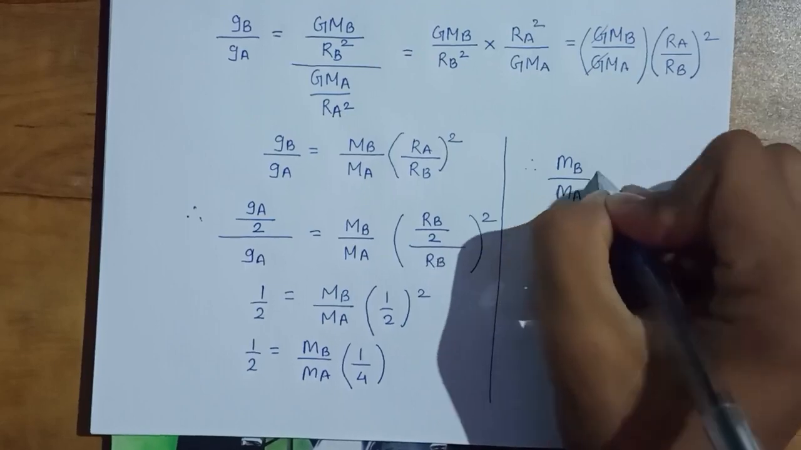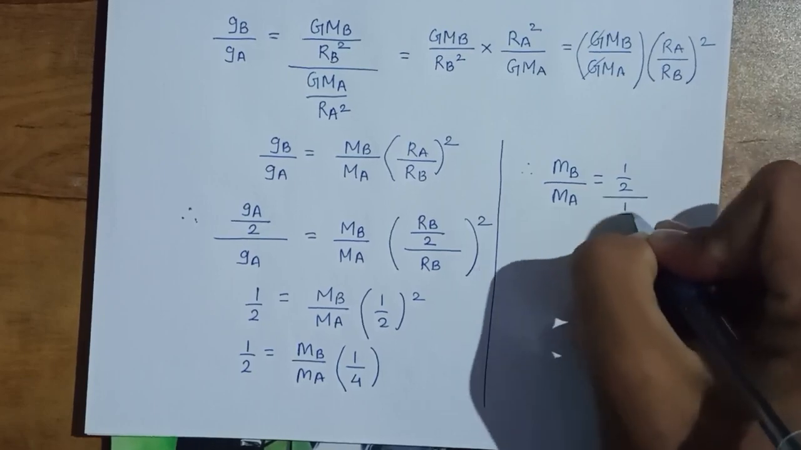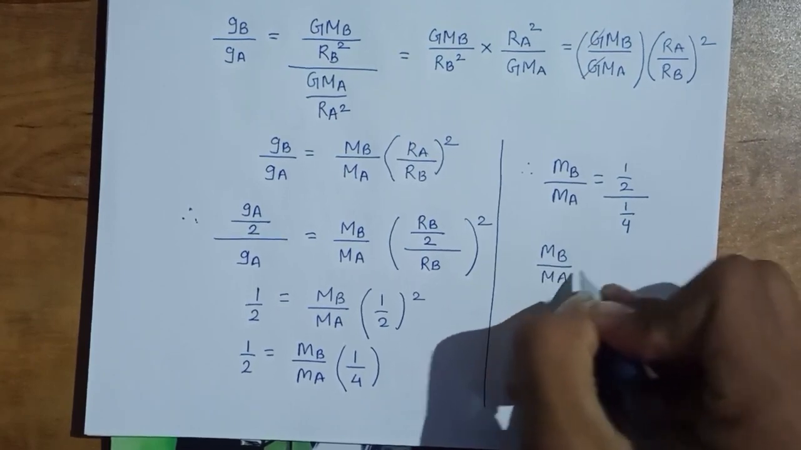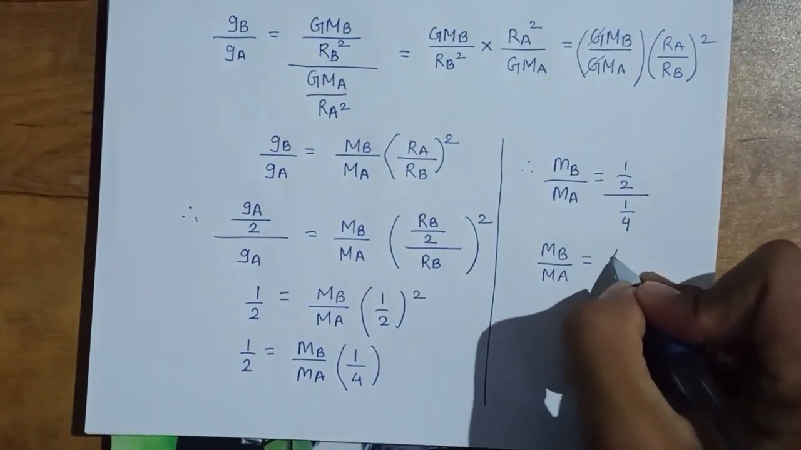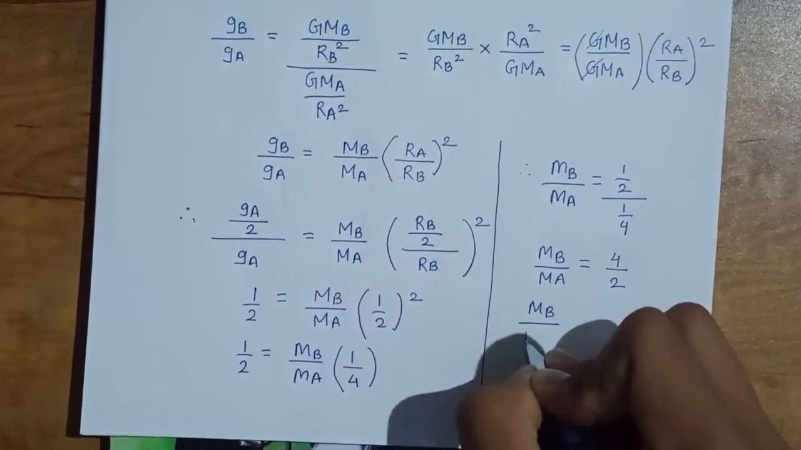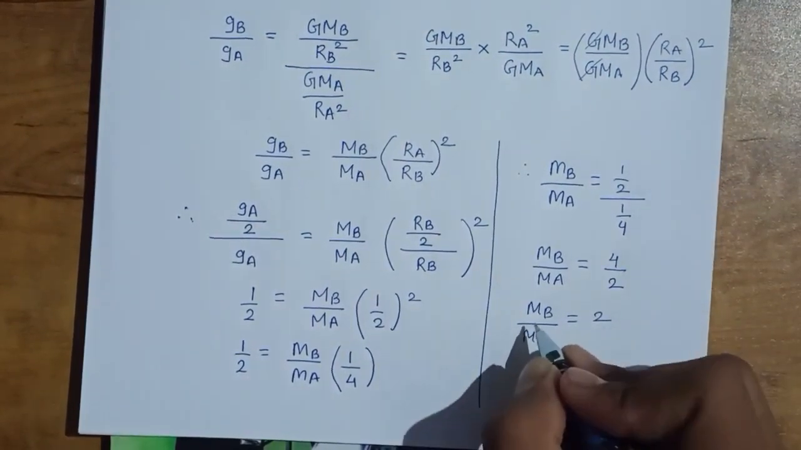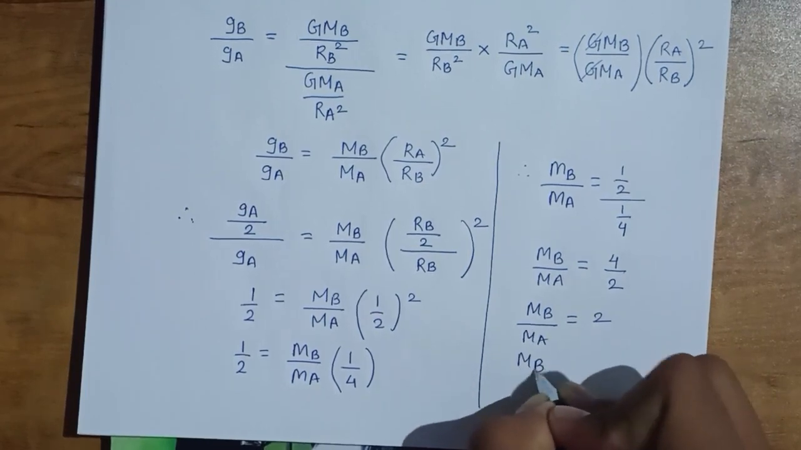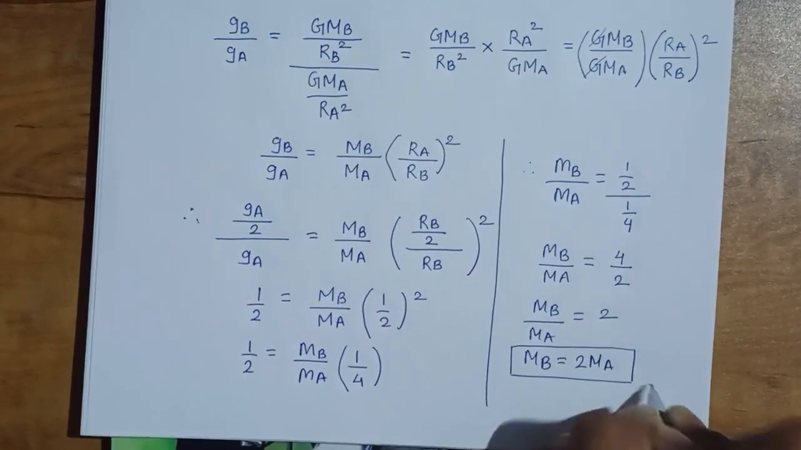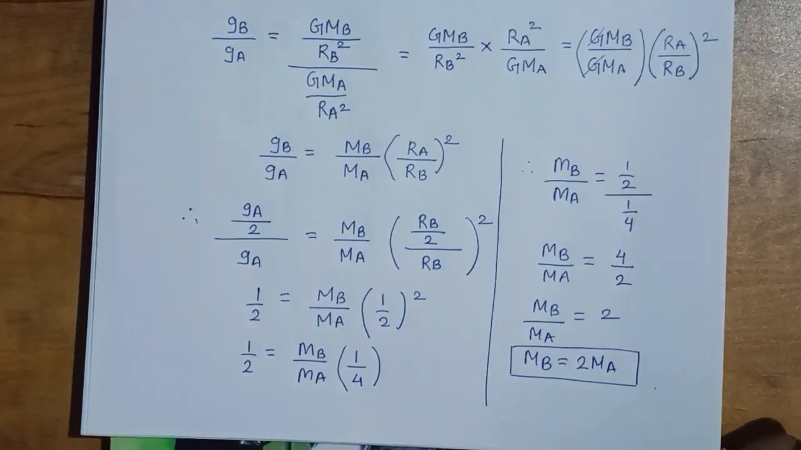Therefore I will write in terms of MB by MA equals half divided by 1 by 4. So 1 by 4 will go upside, so MB by MA equals 4 by 2, which is MB by MA equals 2. We want in terms of MB, so we will write MB as it is and 2 MA. So we have got the value of MB, that is 2 MA. If you have any doubt you can ask me in the comment section.